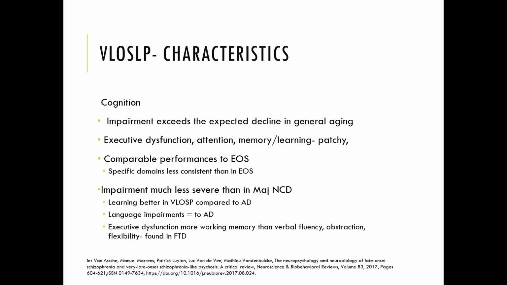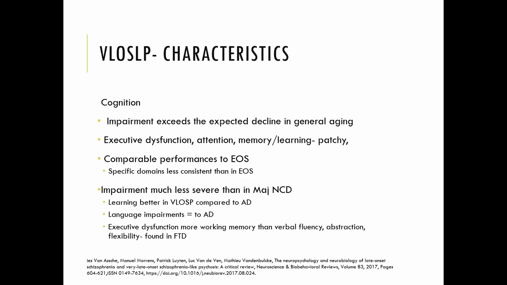When we look at cognition in this group, impairment exceeds what we'd expect in general aging. Compared to their normal aging counterparts, their cognition is worse. The areas affected are not as consistent, but executive functioning, attention, and sometimes memory and learning are common, also language impairments. But their cognitive performance is more comparable to early onset schizophrenia than to dementia. Again, the domains with problems are less consistent than in early onset schizophrenia, and it's much less severe than in major neurocognitive disorder.